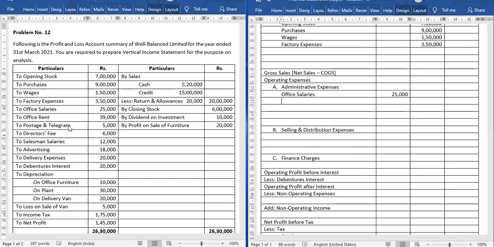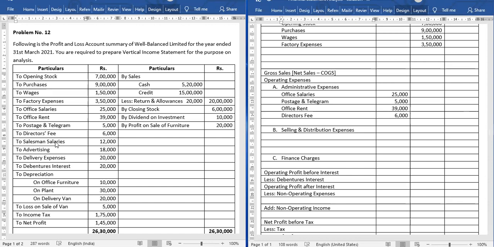Next one is postage and telegram. Postage and telegram amount 5,000. Sorry, office rent. Okay. Postage and telegram. Then office rent. Office rent, how much? 39,000. Yeah. Office salaries, office rent, postage and telegram, director fees. Director fees 6,000.